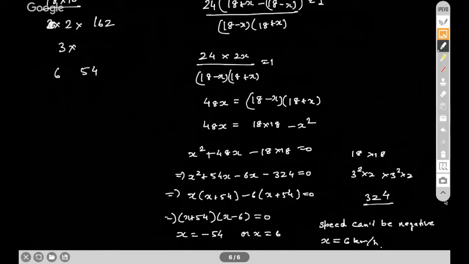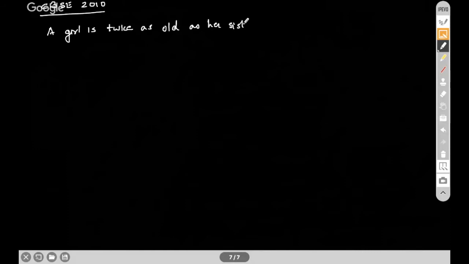Now it is nothing but on ages. Let's say there is a question on age. Okay. So this is another type you'll get. Let us solve this. This is again a CBSE 2010 question. Question says, a girl is twice as old as her sister. You have to convert these into expressions, right? Mathematical expressions.